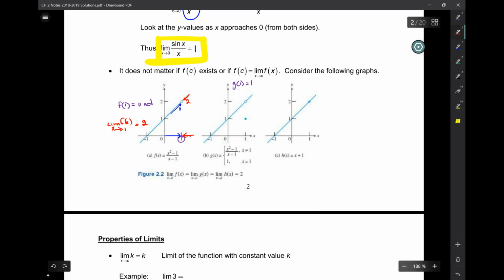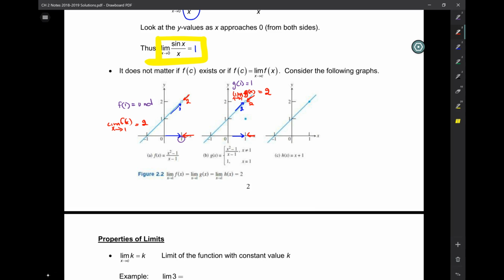Okay, what's the limit? Limit of g of x as x approaches 1. So I have a 2, I have a d and e. As I'm approaching 1 from the left-hand side, what value is this approaching? 2. As I'm approaching 1 from the right-hand side, what value is this approaching? 2. It's approaching the same value. The limit is 2.